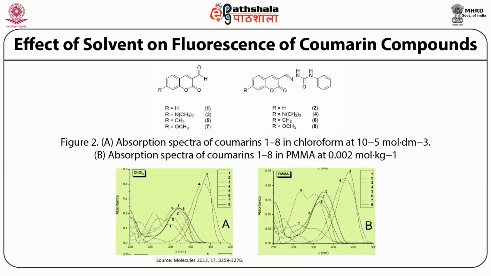This graph shows you the effect of the solvent on the fluorescence of the coumarin compounds. The absorption spectra of coumarin 1 to 8 in chloroform at 10 to the power minus 5 moles per cubic decimeter, and absorption spectra of coumarin 1 to 8 in PMMA at 0.002 moles per kg. In both the spectra, you can see the shift of absorption bands.